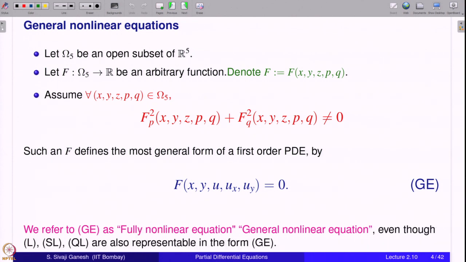Even though we know that L, SL, QL are all representable in the form of GE, still in this form, whenever we are doing a theory for this, we do not know whether it is going to be linear or semilinear. That is why we call it general nonlinear equation.